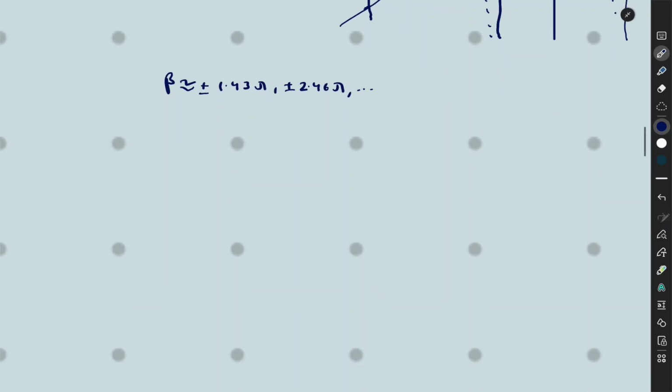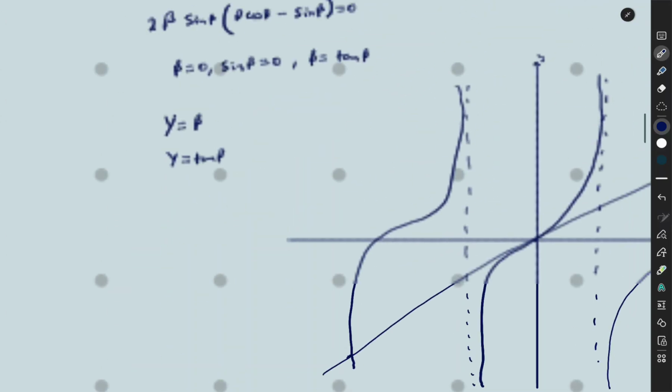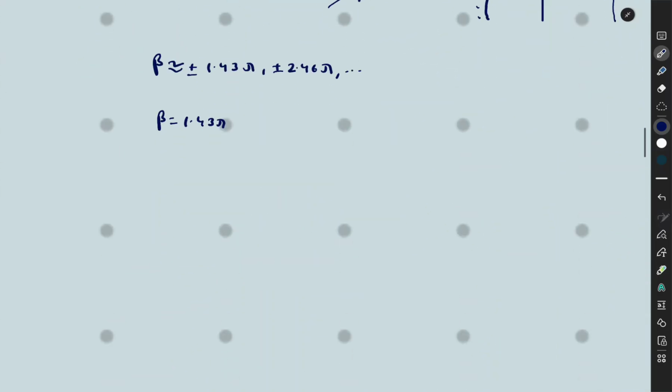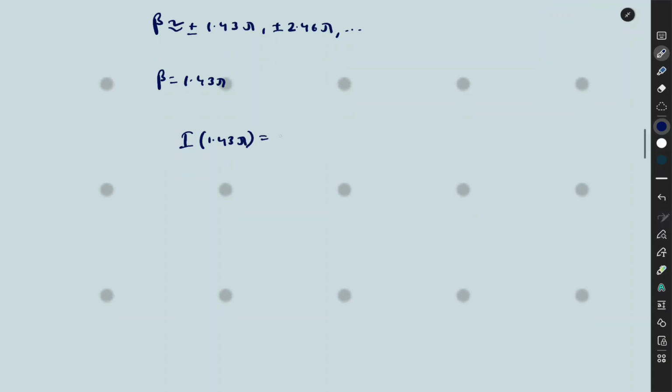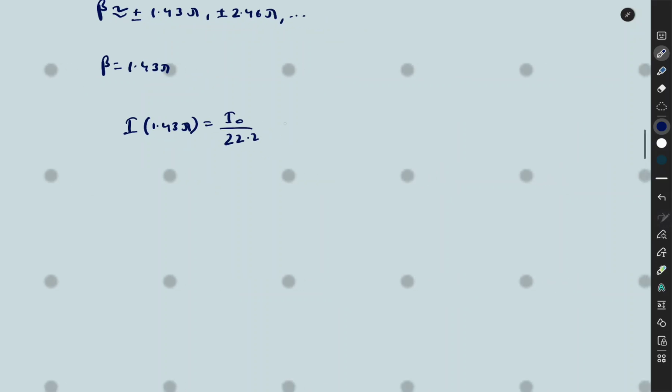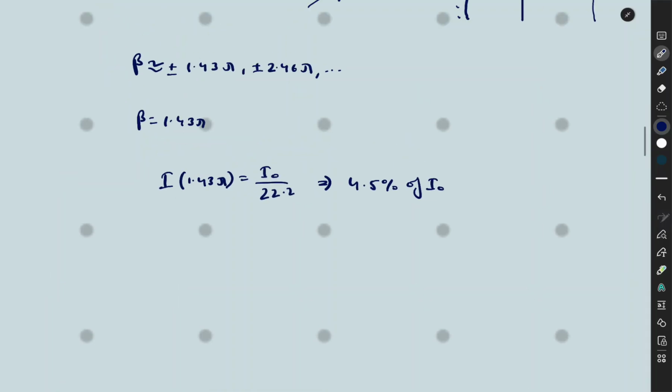So if we put beta equal to 1.43 pi in our intensity equation, then the intensity at 1.43 pi becomes I naught by 22.2, that is 4.5% of I naught. Therefore the graph is coming something like this.